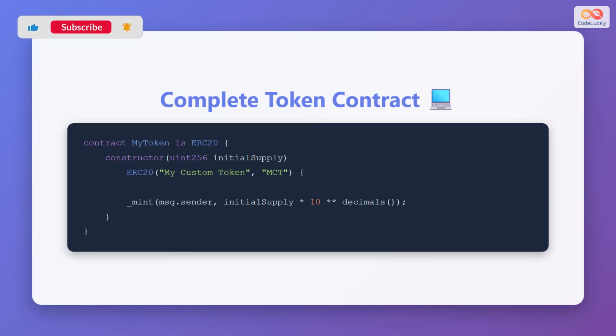Here's a complete functional token contract. Inside our MyToken contract, we define a constructor function that runs once when the contract is deployed. The constructor takes one parameter, initialSupply, which determines how many tokens to create. We call the parent ERC-20 constructor with our token name and symbol. Then we use the _mint function to create the initial supply of tokens. The mint function sends all tokens to msg.sender, which is the address deploying the contract. We multiply the initial supply by 10 to the power of decimals to account for the 18 decimal places.